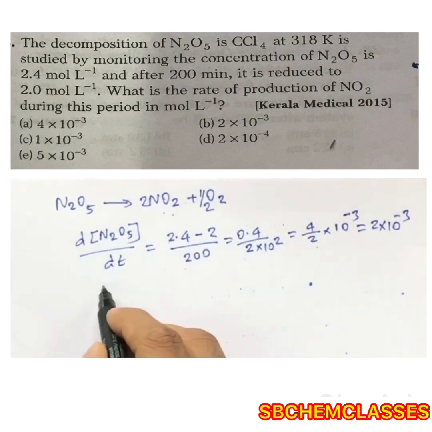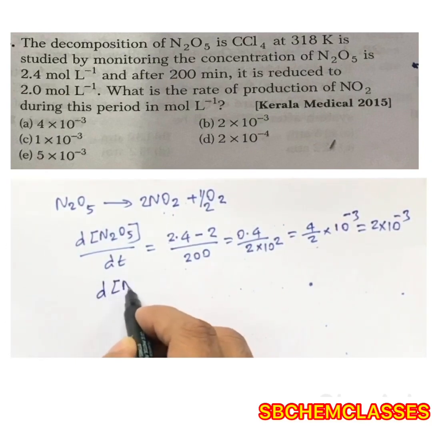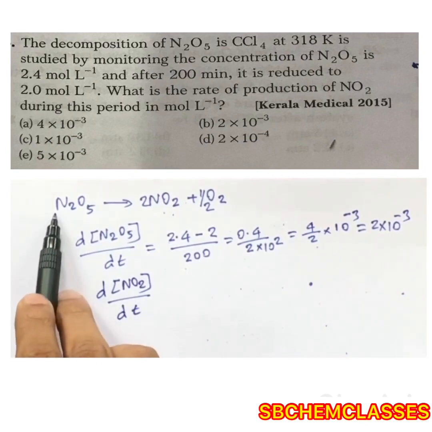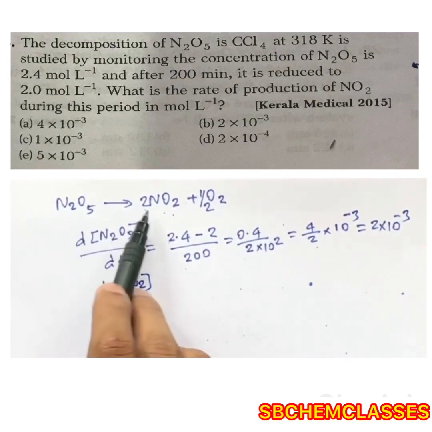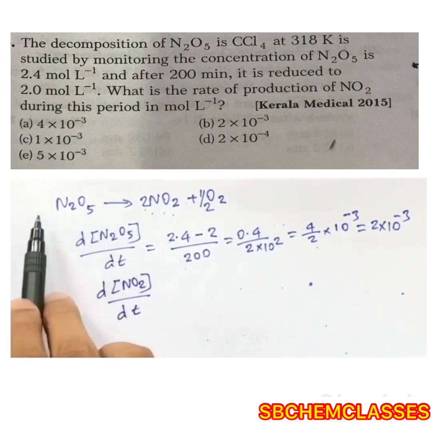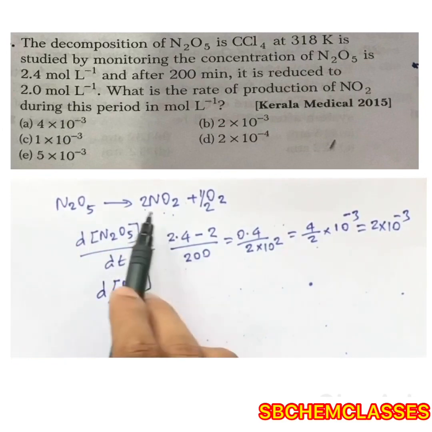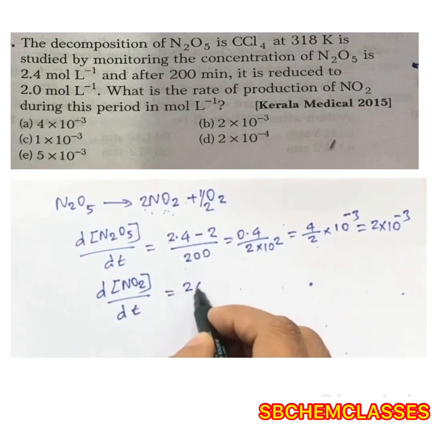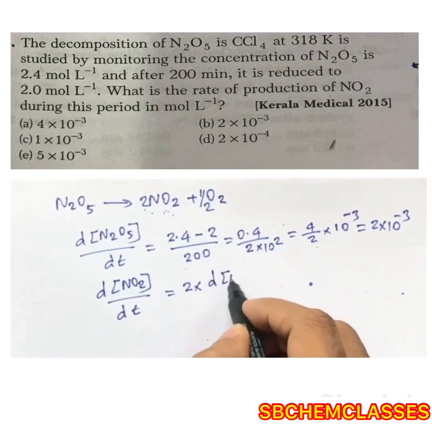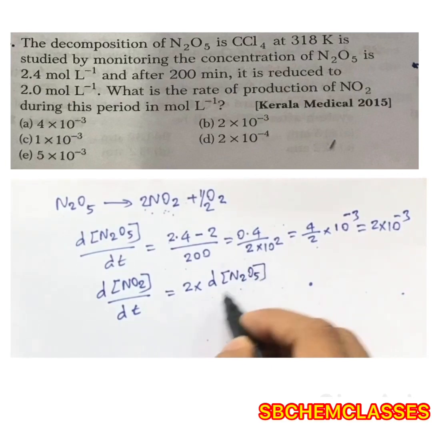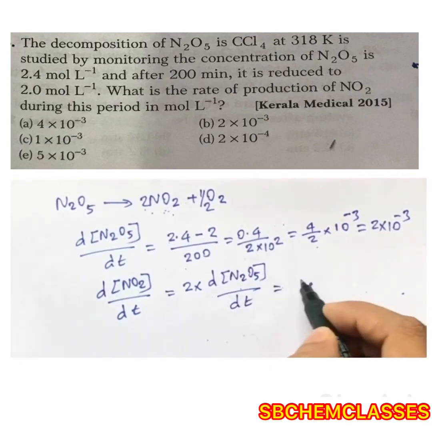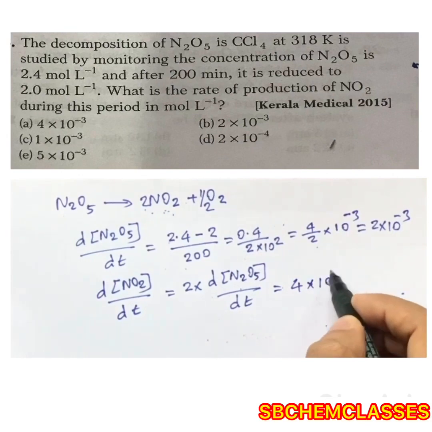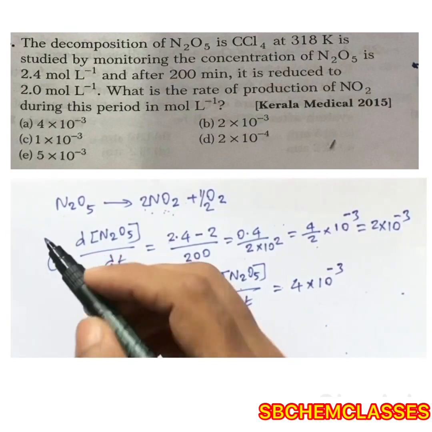We want to calculate the rate of production of NO2. It is simple. 1:2 is the relation between their rates. That is, if one N2O5 reacts, there will be 2 NO2 formed. So it is 2 into dN2O5 by dt. So the answer is 4 into 10 raised to minus 3. That is option A.